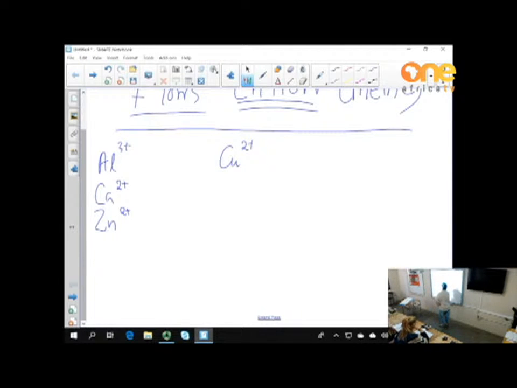We are going to test for copper 2+ ions. We are going to test for copper 2 and for copper 3 ions. Iron 2 and iron 3.